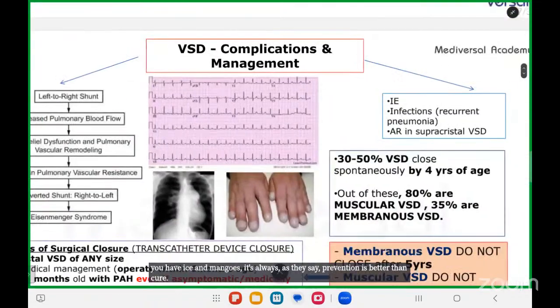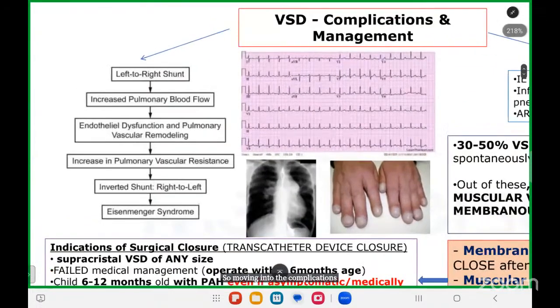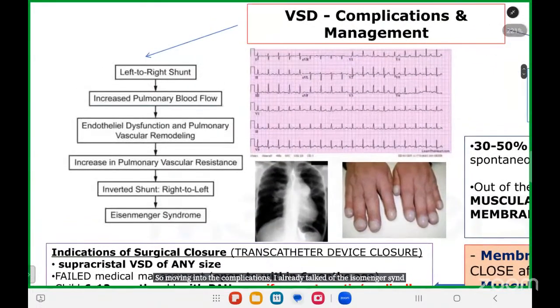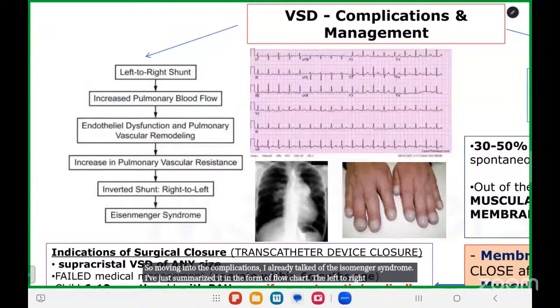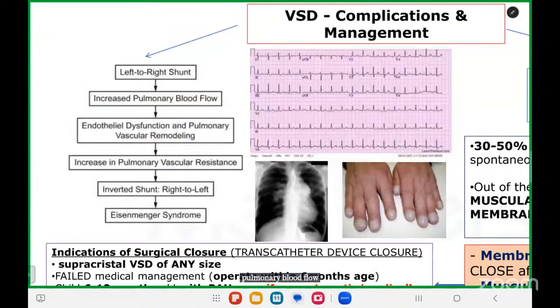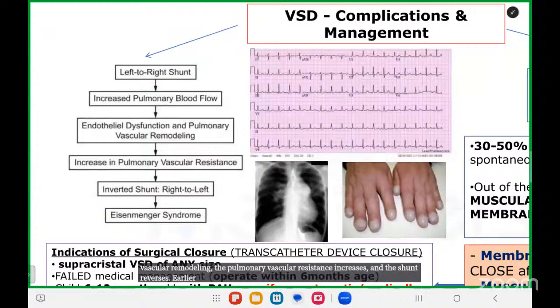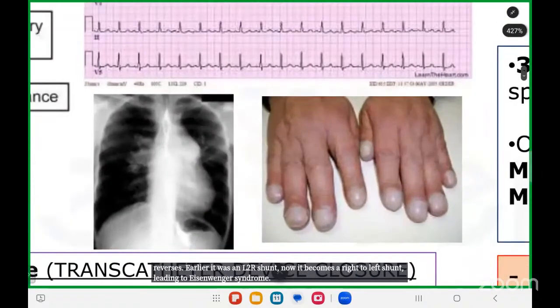So moving into the complications, I already talked of the Eisenmenger syndrome. I've just summarized it in the form of a flowchart. The left to right shunt, which causes an increased pulmonary blood flow, certainly leads to vascular remodeling, the pulmonary vascular resistance increases, and the shunt reverses. Earlier it was an L2R shunt, now it becomes a right to left shunt, leading to Eisenmenger syndrome. You can clearly see this. This is clubbing, this is cyanosis.